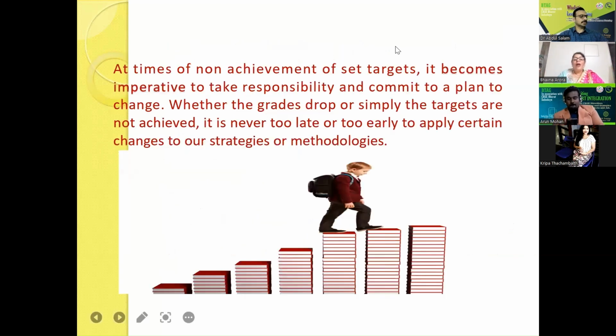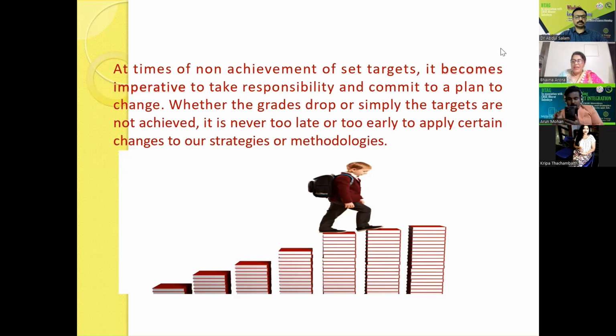Yes? At times of non-achievement of set target, it becomes imperative to take responsibility and commit to a plan to change, whether the grades drop or simply the targets are not achieved. It is never too late or never too early to apply certain changes to our strategies or methodologies. I hope we all agree to this.